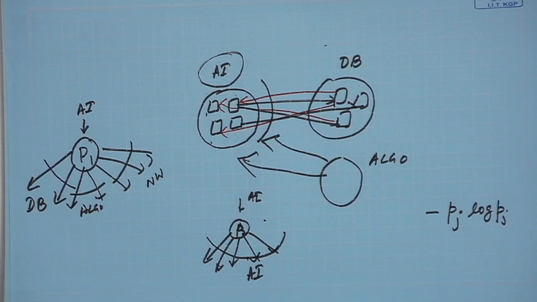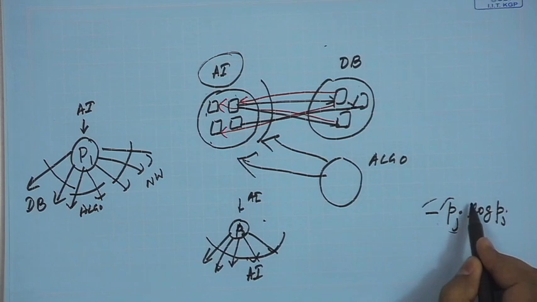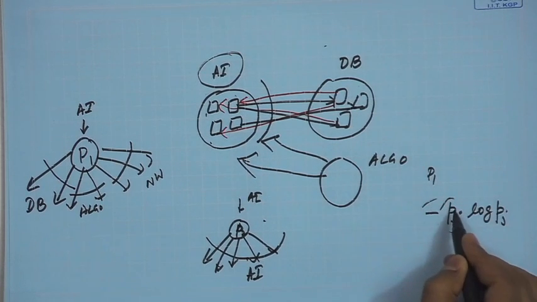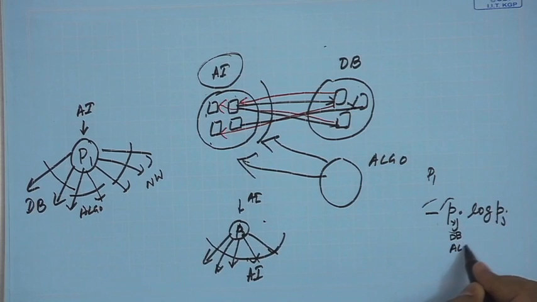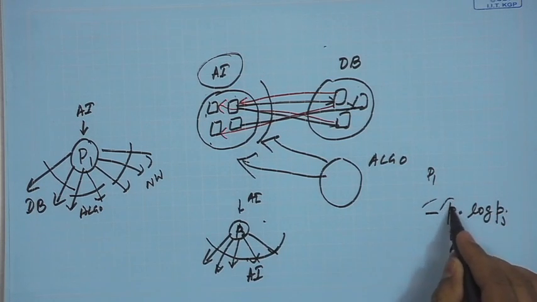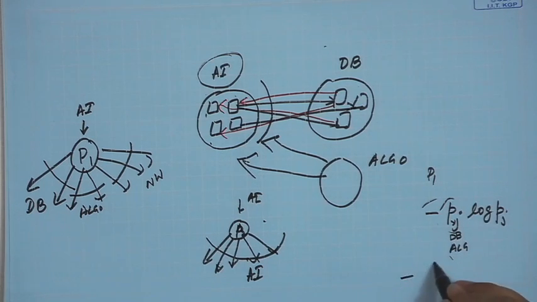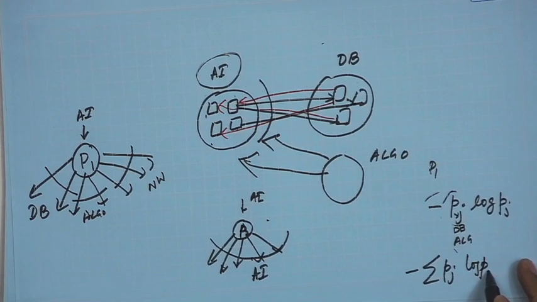You find out the entropy, that is, the fraction of references that is going to a particular field j. Say for the paper P1, the fraction of references going to DB, the fraction of references going to algo, and so on and so forth. So, you find these fractions and you find Pj log Pj, and then you do a sum of Pj log Pj, which is nothing but the entropy.